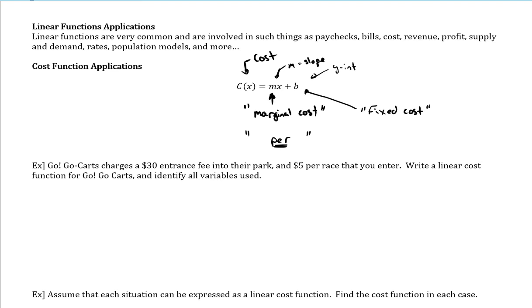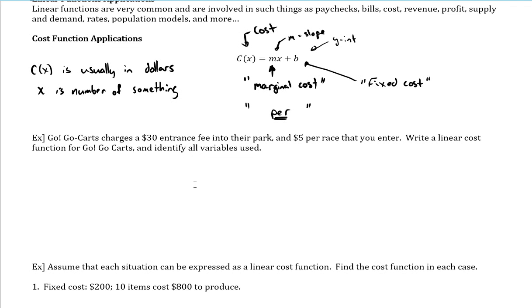The cost is usually in dollars. So we've got C of x, and C of x is usually in dollars. That means the C of x, the cost of something, whatever it is at the end, is in dollars. Whereas the x is usually the number of something. It depends on the problem, but this is a general case that we can break it down as.